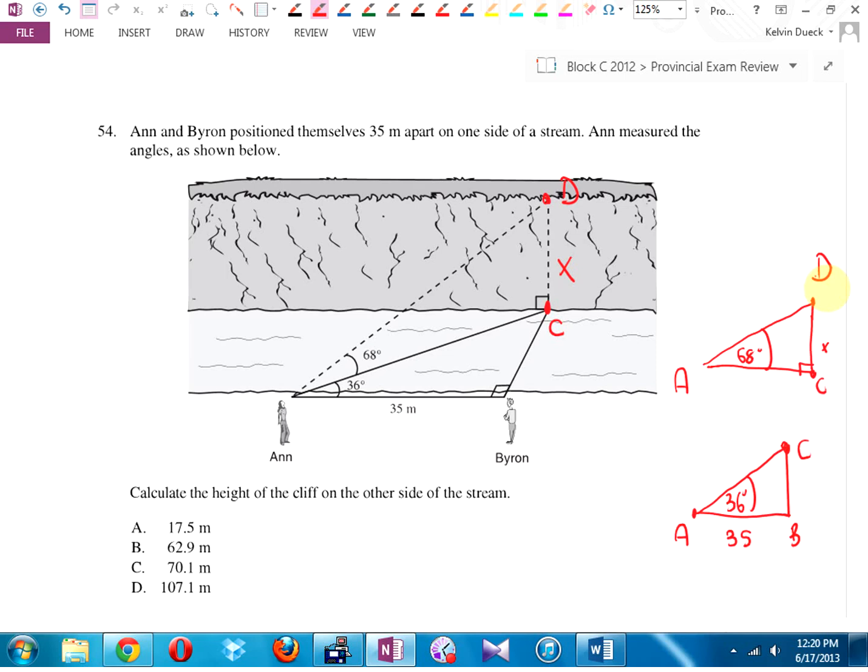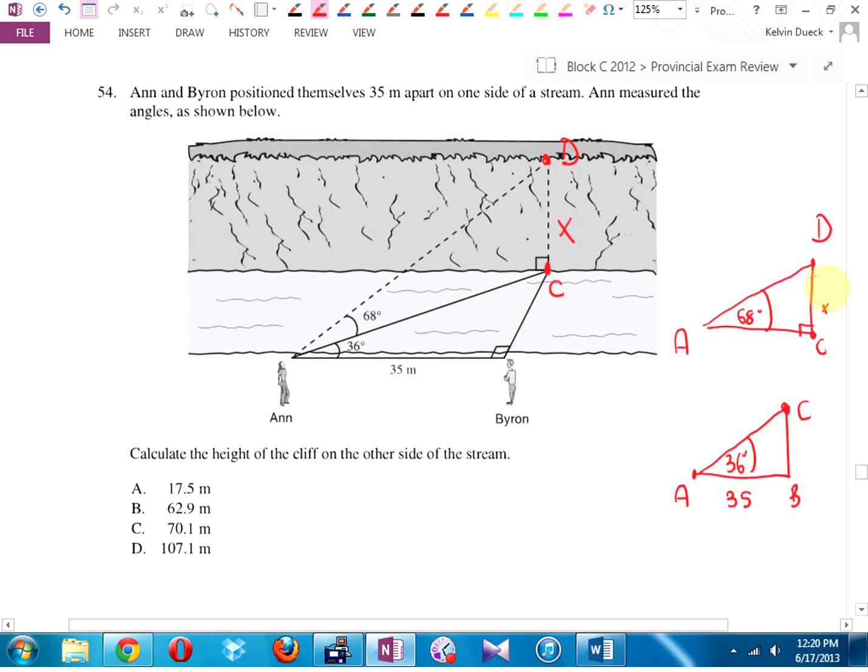Suggestions. Anybody want to talk me through it? Find AC in the bottom triangle. Okay, so this 35, Darian, opposite, adjacent, or hypotenuse? I agree. What about this one here? Okay, which trig function? Which one? You sure now? Phone a friend? Yeah, you change your answer?